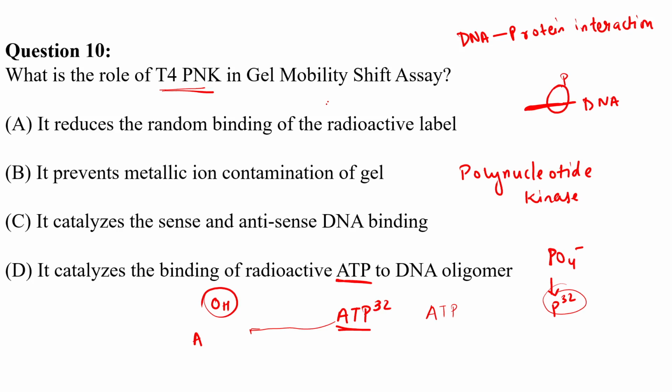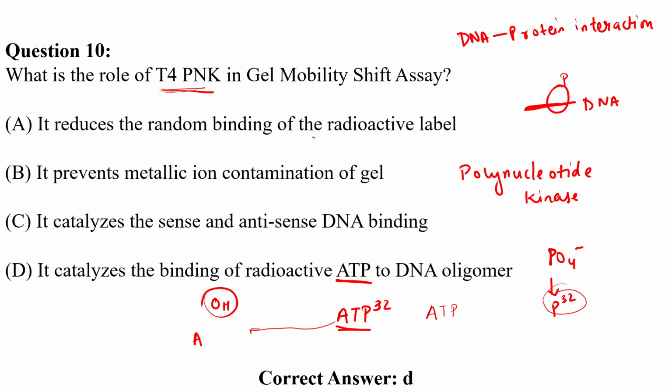So this visualization is actually done by autoradiography. For that, we label the DNA with a heavy isotope of phosphate. So we label the DNA with the P32 phosphate, okay? Instead of regular phosphate, we used a radioactive phosphate to label this DNA, so that whether the DNA is bound to the protein or free, we can visualize the DNA on the gel, okay? So for that purpose, we have to label the DNA with the radioactive phosphate, and for labeling, we use this enzyme, polynucleotide kinase, T4 polynucleotide kinase.